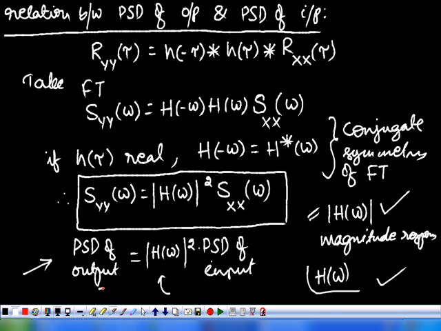PSD of the output is equivalent to mod H of omega whole square multiplied with PSD of the input. So we can use this relation. So there is an RC low pass filter.